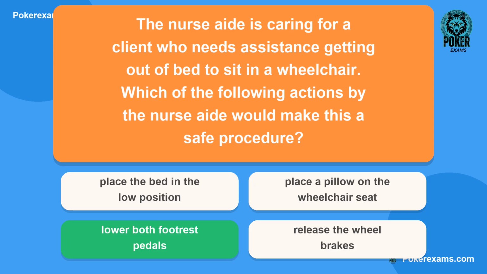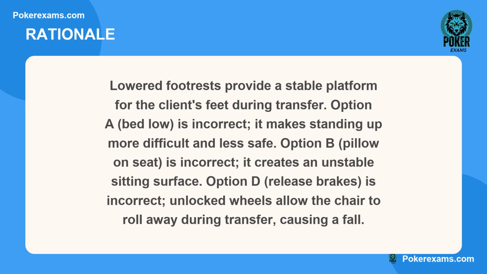The correct answer is C. Here is why. Lowered footrests provide a stable platform for the client's feet during transfer. Option A, bed low, is incorrect. It makes standing up more difficult and less safe. Option B, pillow on seat, is incorrect. It creates an unstable sitting surface. Option D, release brakes, is incorrect. Unlocked wheels allow the chair to roll away during transfer, causing a fall.